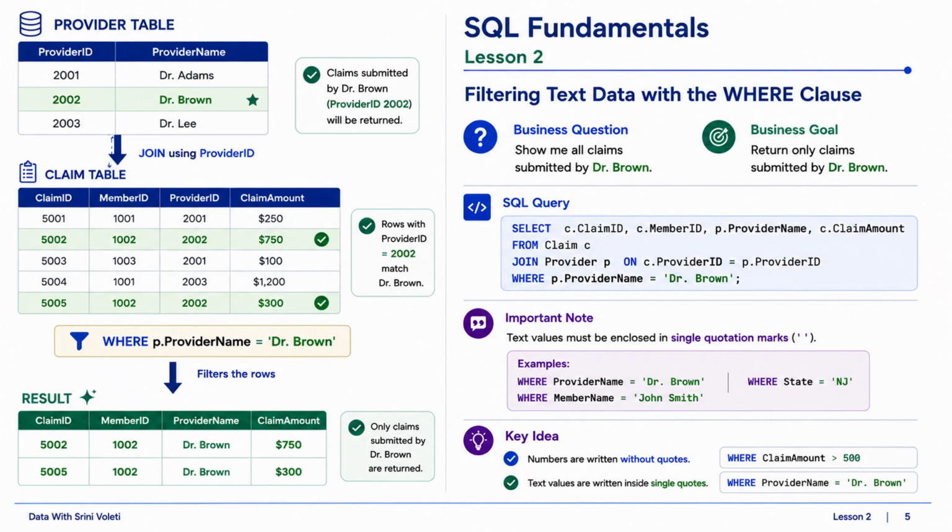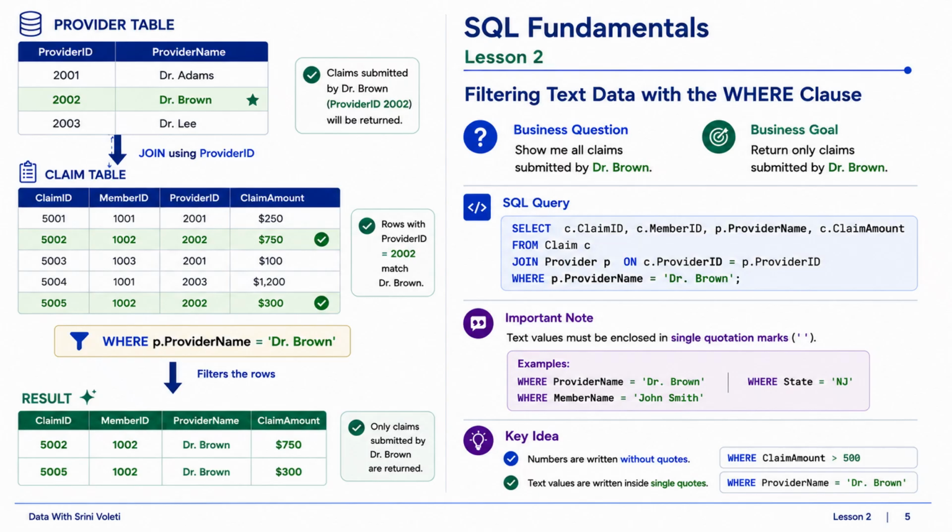Now we can apply our where clause. Our condition is where provider name is equal to Dr. Brown. Notice that Dr. Brown is enclosed in single quotation marks. That is because it is a text value. When SQL evaluates the query, it checks each row after the join and asks, is the provider name exactly Dr. Brown? If the answer is yes, SQL includes that row in the result. If the answer is no, SQL skips it.